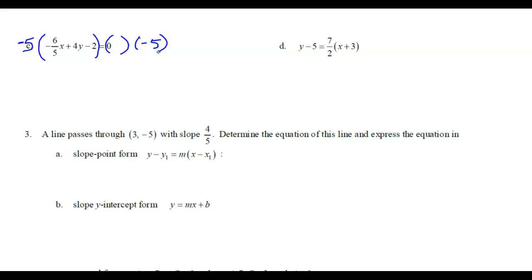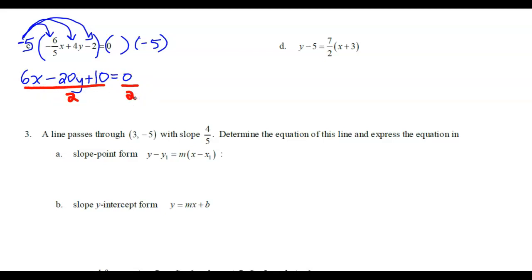Now, the right-hand side is 0. Well, what's 0 times anything? 0. So that's going to stay. And then negative 5 times the first term will be positive 6x. Negative 5 times positive 4y is negative 20y. And negative 5 times negative 2 is plus 10. Okay, now, you might think you're done. Take a look at it. What is common to every term there? They're all divisible by 2. So technically, it's not in simplest form.